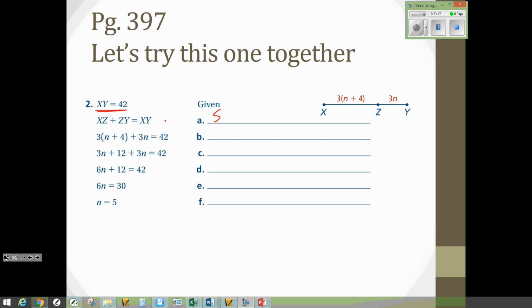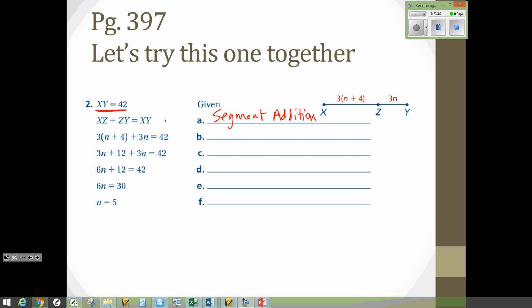It is the segment addition postulate. Okay? I'm not going to write out the word postulate, but segment addition. Because all we are saying is that we can see from this picture that XZ plus ZY is equal to XY. It's equal to the whole thing. Okay? So what are we doing here when we get to this step?